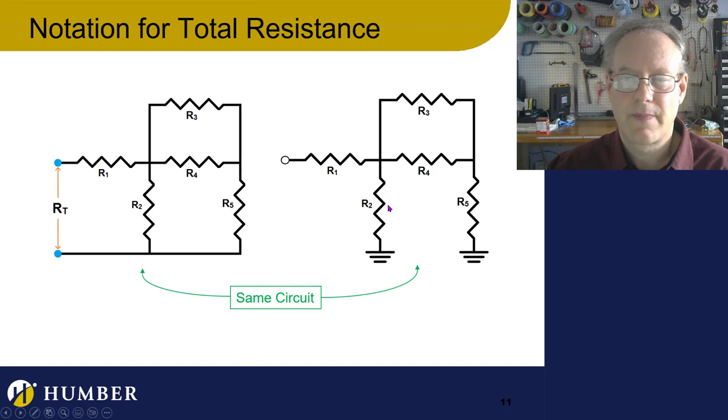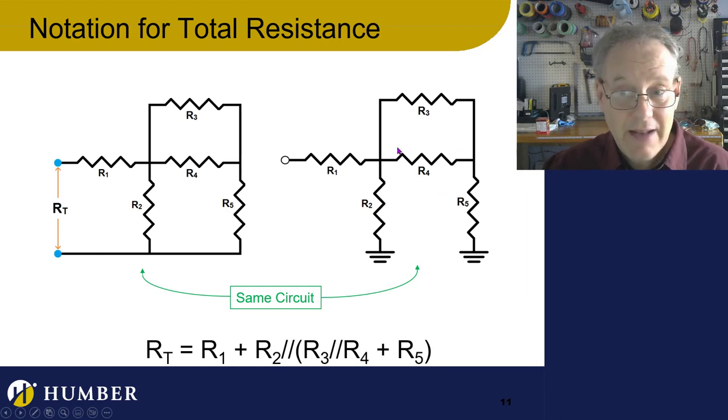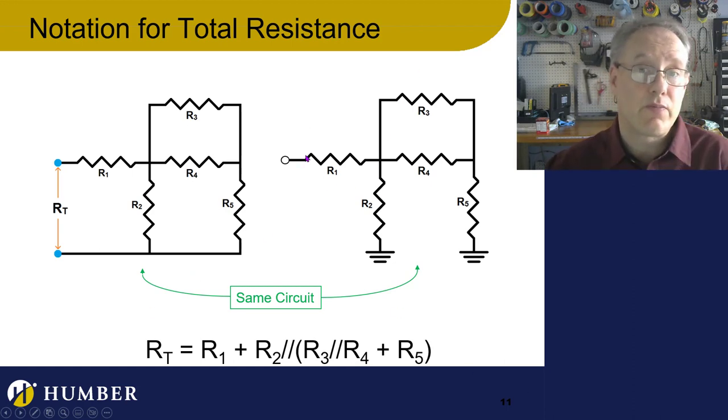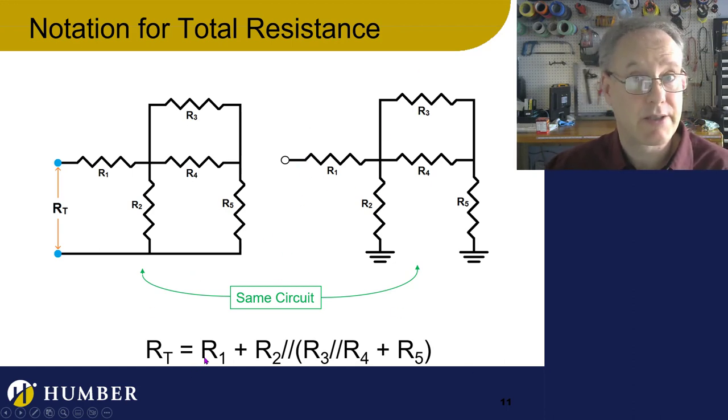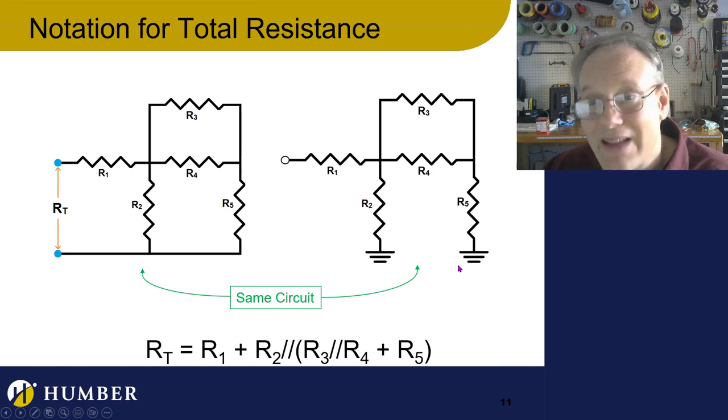I'll say that again. I'm going to give you the resistor notation here. R3 and R4 are in parallel, obviously, and they're in series with R5. If you just look at this, I think you're okay with that. Now, that is also in parallel with R2. And all of this is in series with R1. So if I want to write the resistor notation, I'm going to write R1 plus R2 in parallel with whatever, however I write this down.